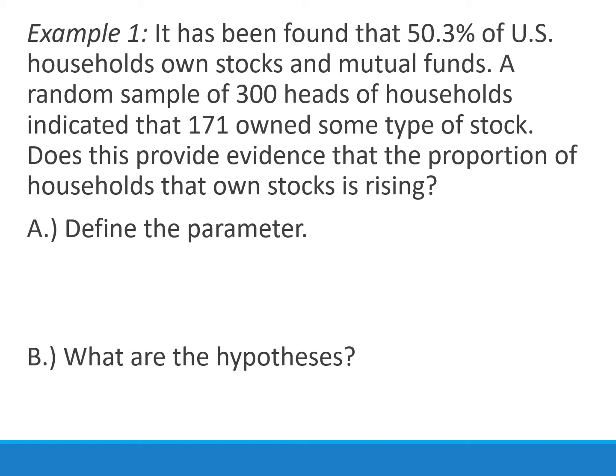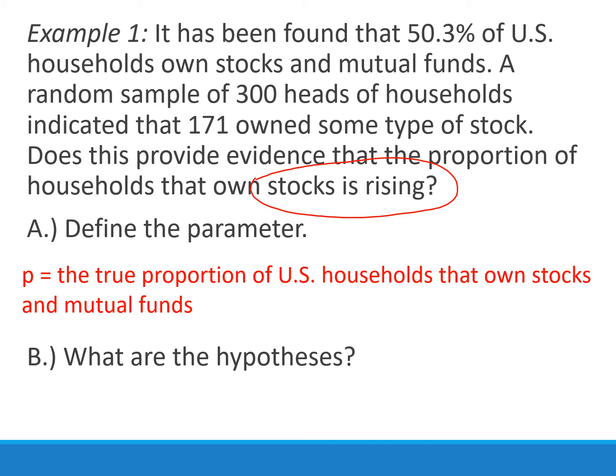Example 1, it's been found that 50.3% of US households own stocks and mutual funds. A random sample of 300 heads of households indicated that 171 own some type of stock. Does this provide evidence that the proportion of households that own stocks is rising? The key phrase here is that it's asking, is this proportion rising? Our parameter is the true proportion of households that own stock. So p equals the true proportion of US households that own stocks and mutual funds. The null hypothesis is that that proportion equals 50.3%, and the alternative is that it's rising, going up from 50.3%.